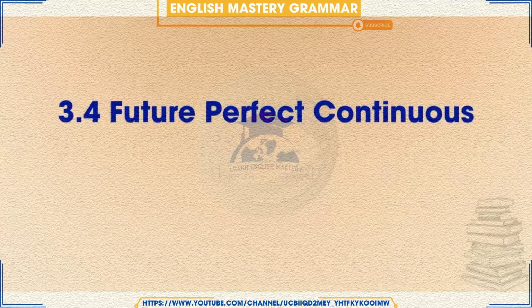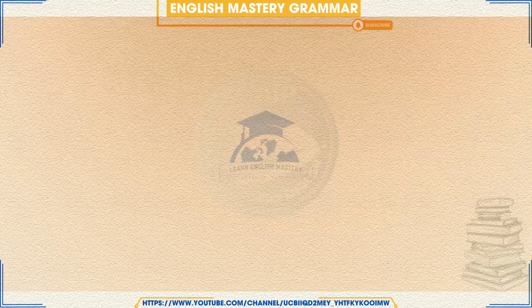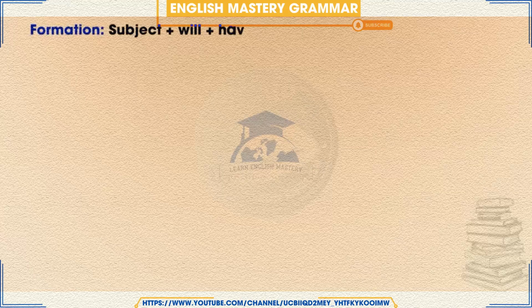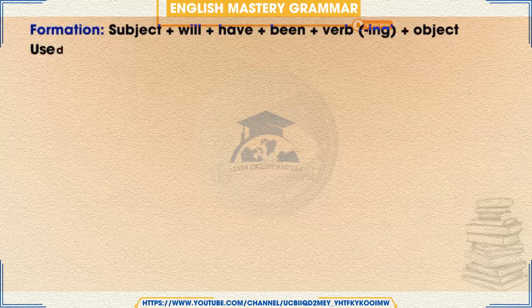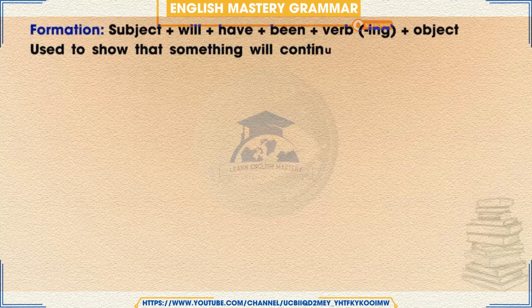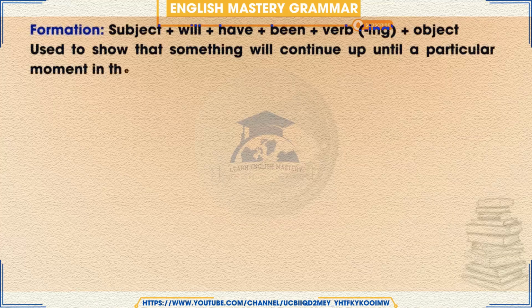3.4 Future perfect continuous. Formation: Subject plus will plus have plus been plus verb-ing plus object. Used to show that something will continue up until a particular moment in the future.